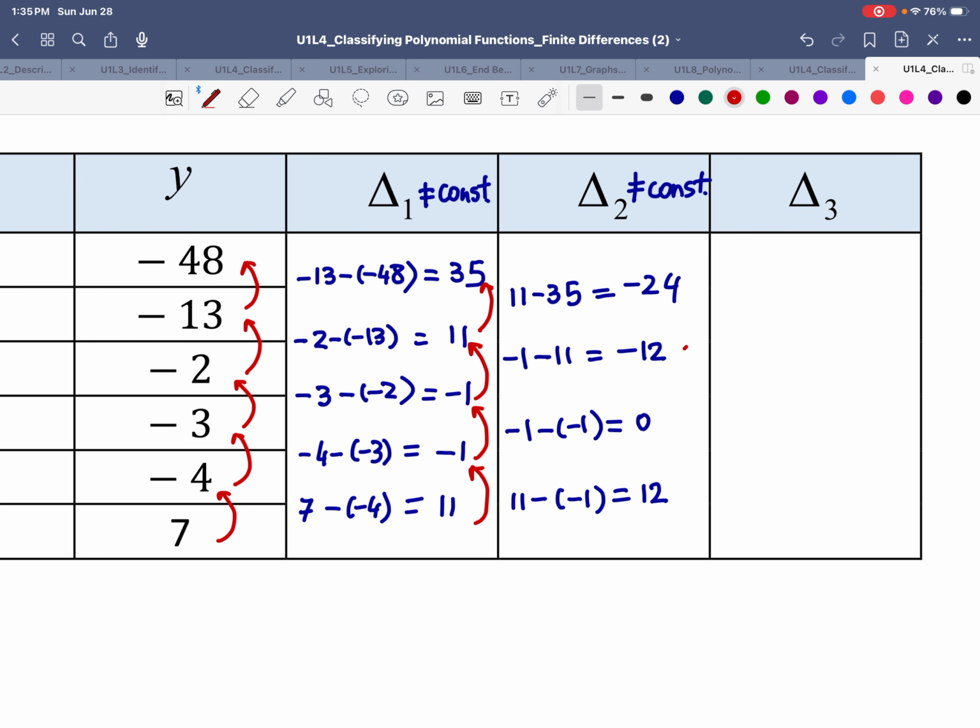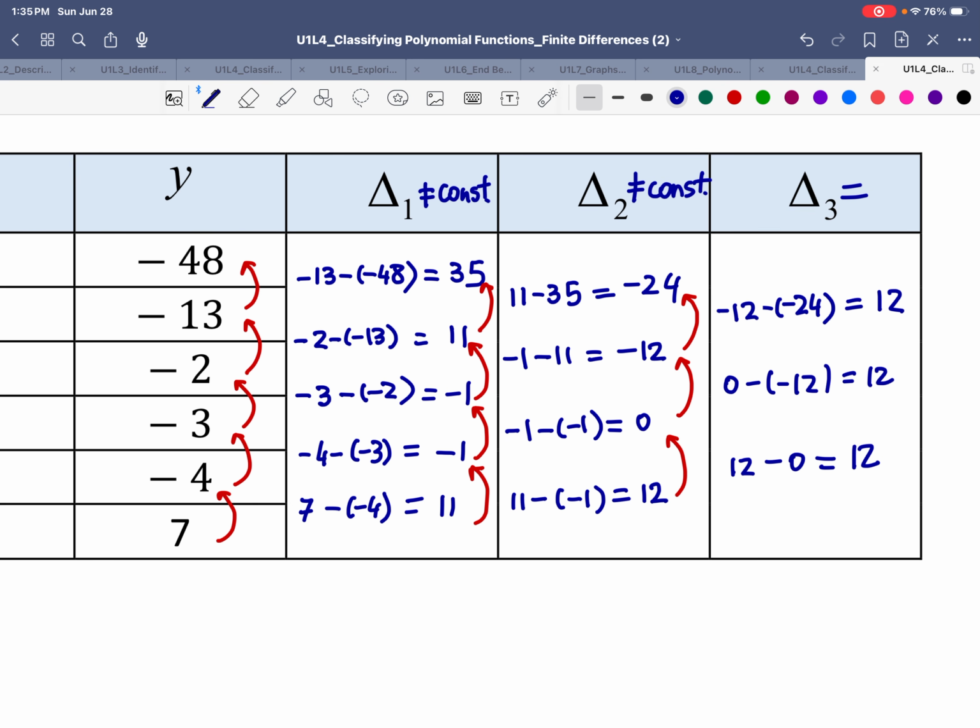So for third differences, we have negative 12 minus negative 24. So that would be negative 12 plus 24 equals 12. Then we have 0 minus negative 12, which will be also positive 12. And lastly, we have 12 minus 0, which is also equal to 12. You see that delta 3 is a constant number. It is equal to 12, which tells us that this is going to be a polynomial function of third degree.